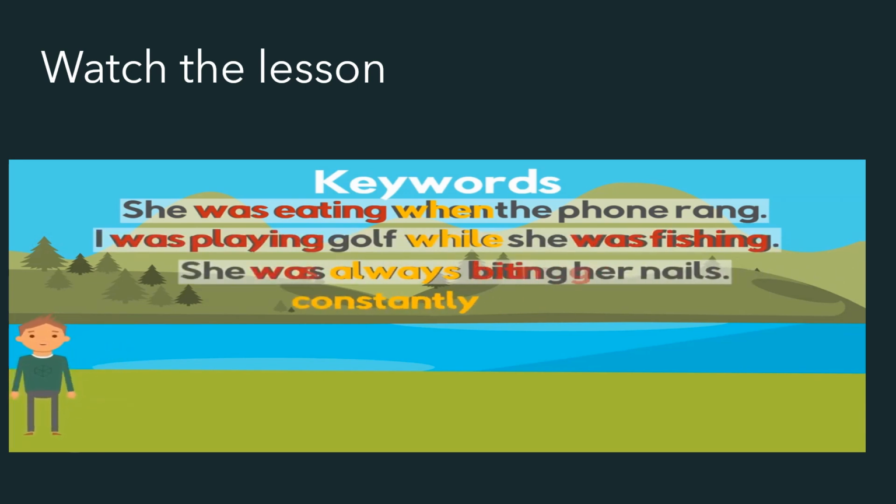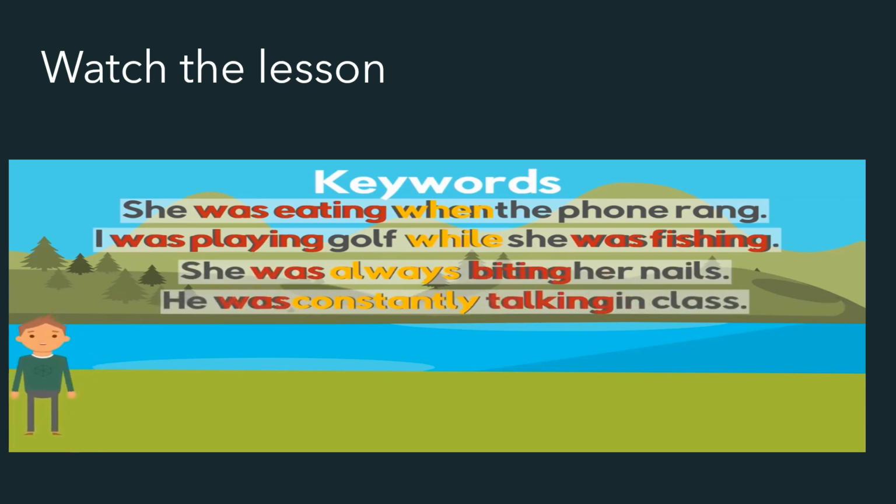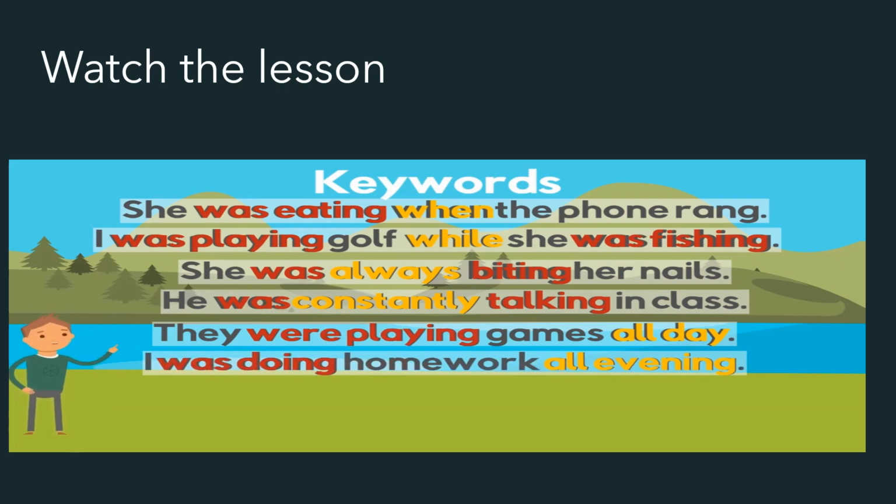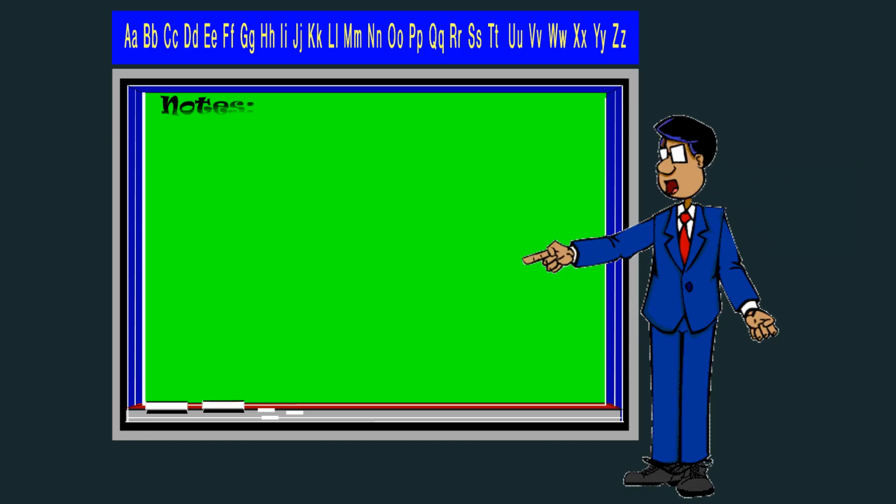Always and constantly. She was always biting her nails. He was constantly talking in class. And words like all day and all evening. They were playing games all day. I was doing homework.